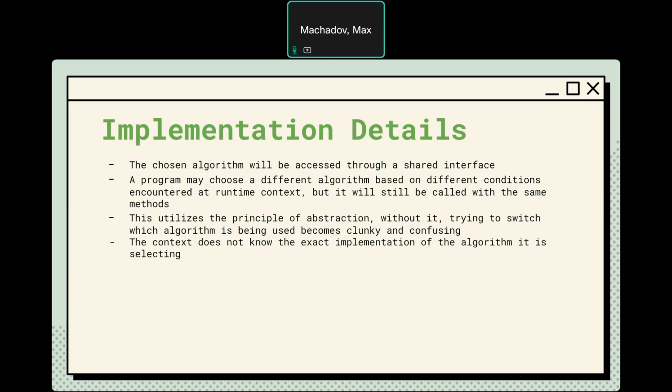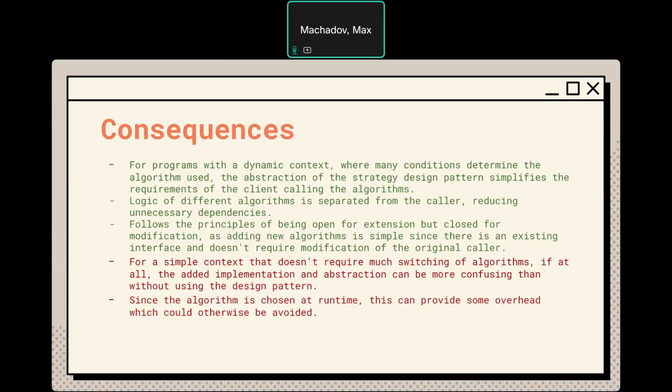You can imagine there's going to be a mess of code everywhere with if-else's and sorting algorithms implemented in the middle of the code, and it's just going to look really off if that's not what your class, for example, is completely about. The context not knowing the exact implementation of the algorithms it's selecting is important to keep these two different classes from being too intertwined. Here are the consequences of the strategy design pattern.